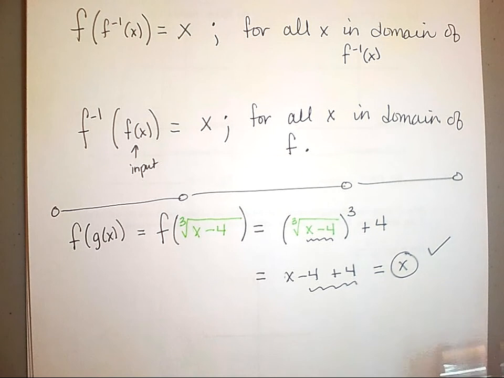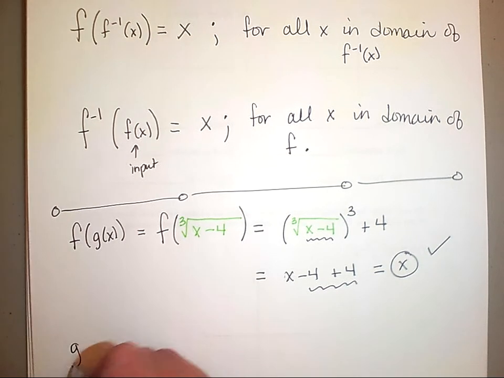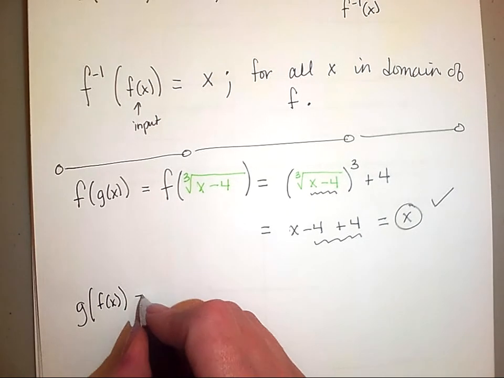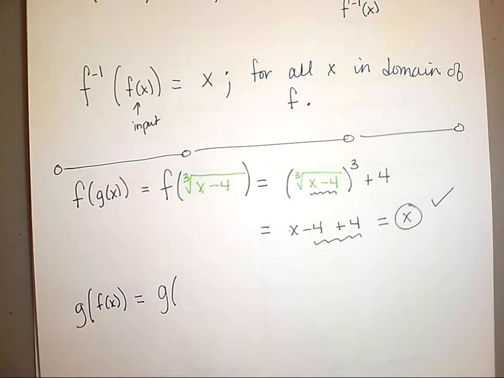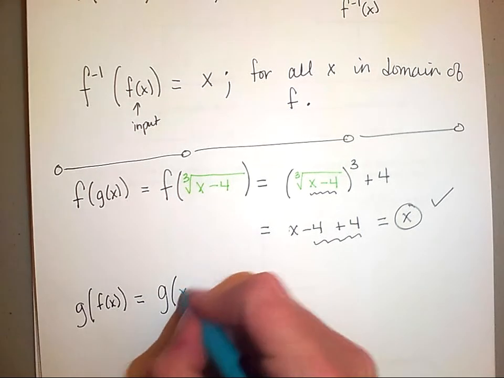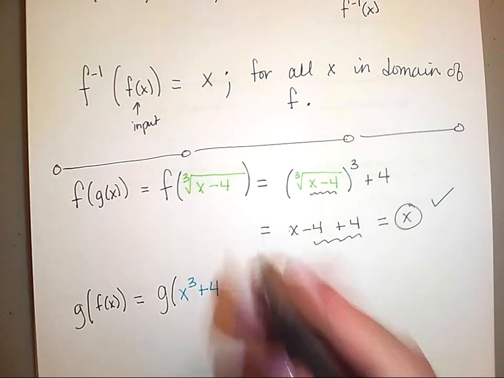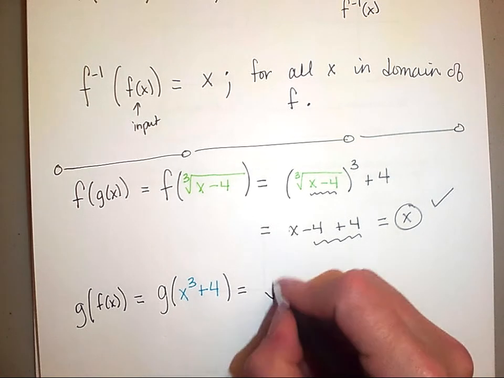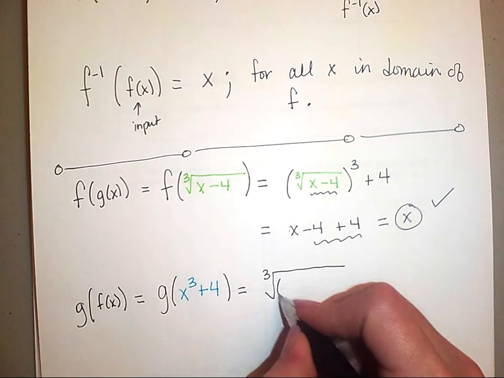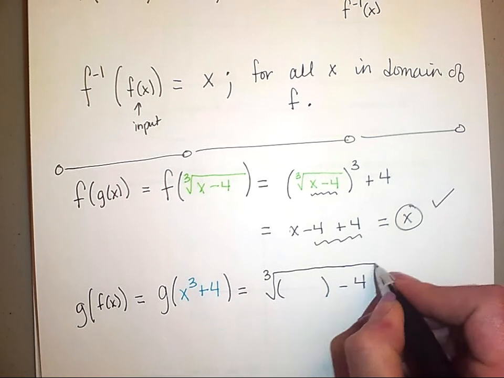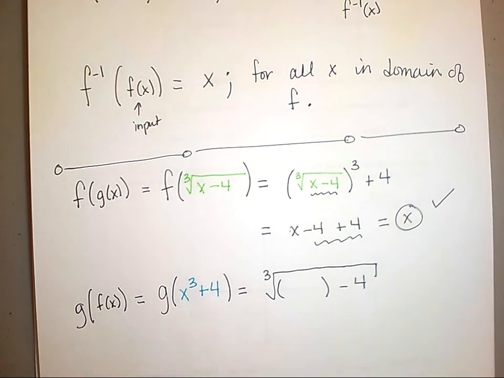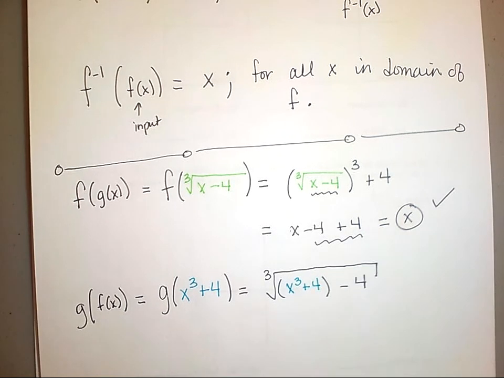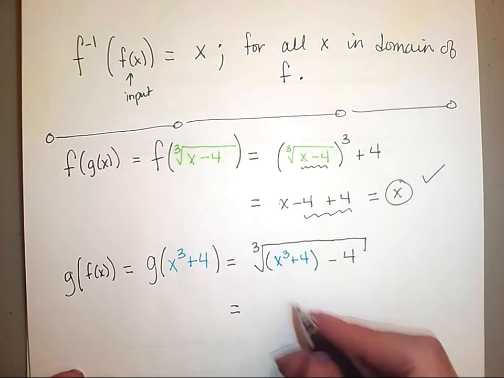Now we have to show that if we take g and put it into f, that we also get x. Okay, so let's see how that works. Into g, we're going to put f, and f is x cubed plus 4. Now g takes the cube root of x and then subtracts off 4. And instead of x, we're putting in x cubed plus 4. Now let's simplify.